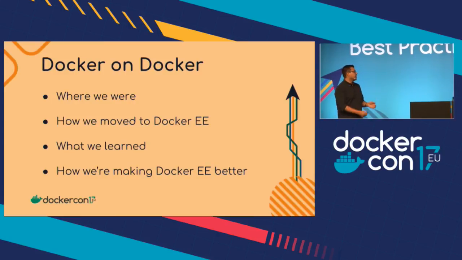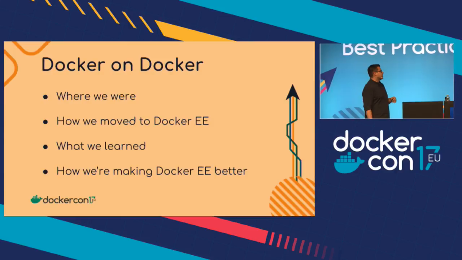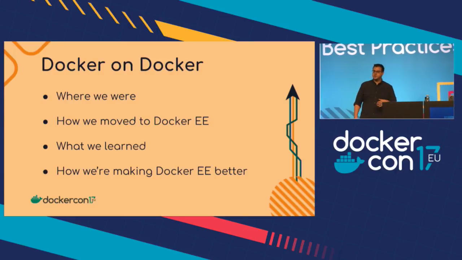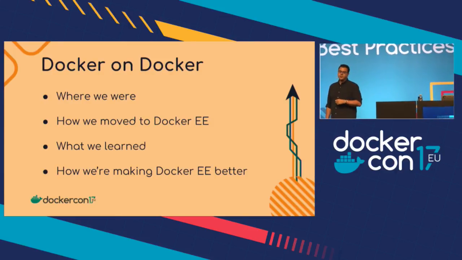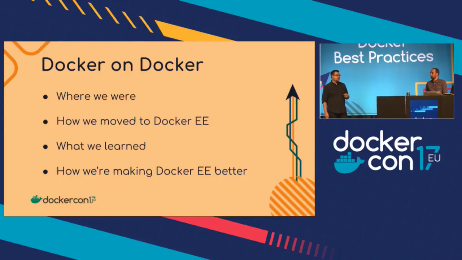So real quickly, the talk is Docker on Docker. We're going to talk about where we were, what it used to look like for us, how we moved to Docker EE, what we learned during that process, and how we're making Docker EE better through that process.